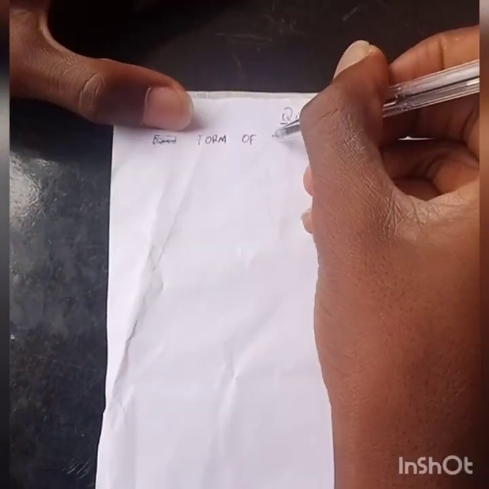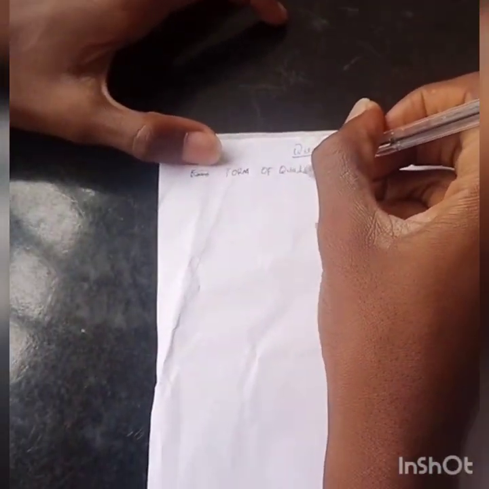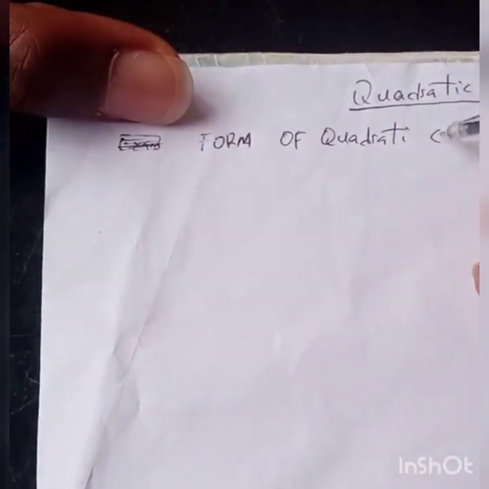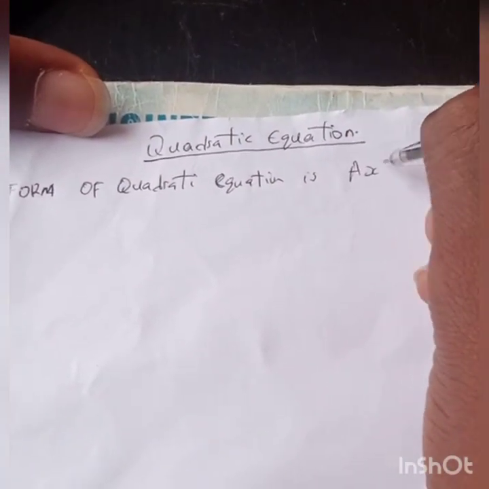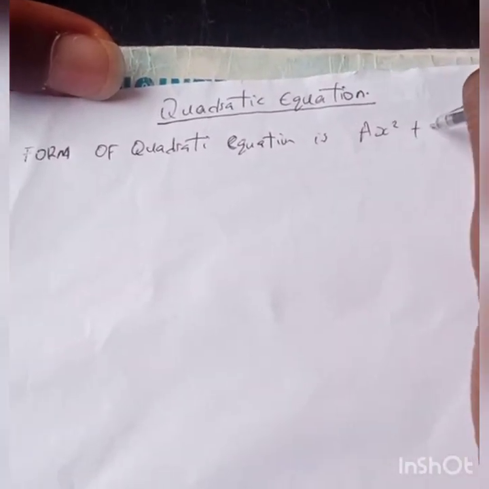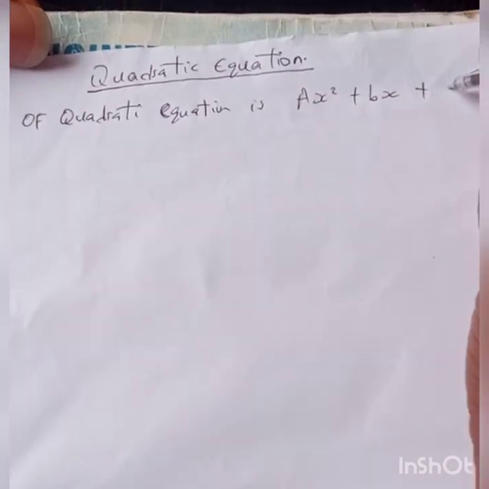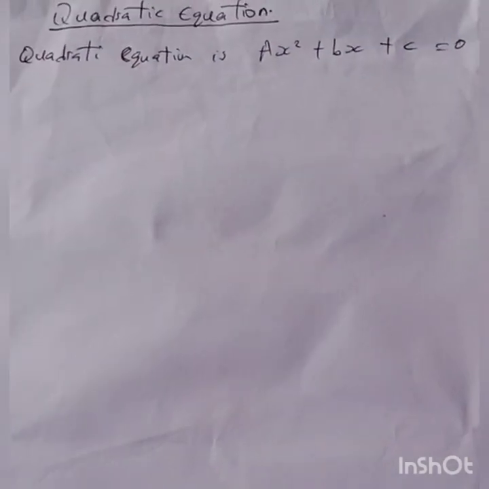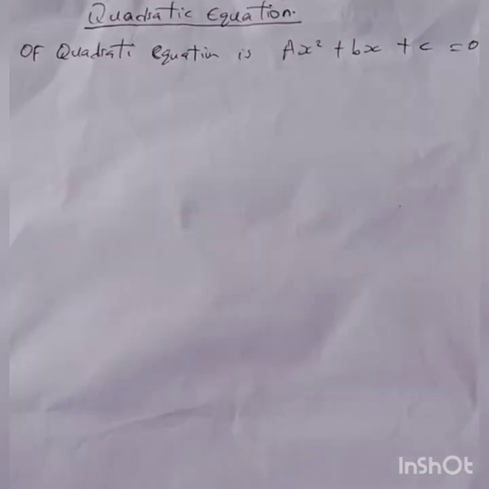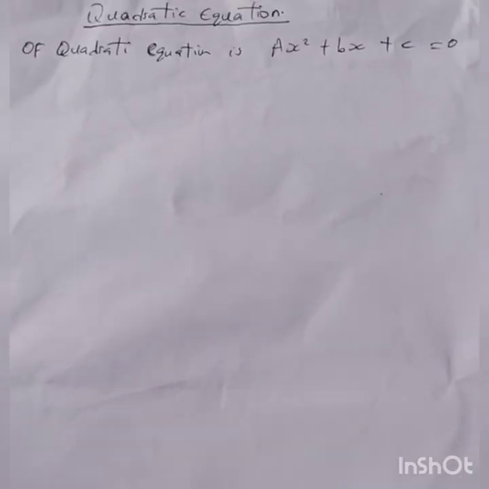Today we'll be talking about quadratic equations and the forms of quadratic equations. The form of a quadratic equation is ax squared plus bx plus c is equal to 0.